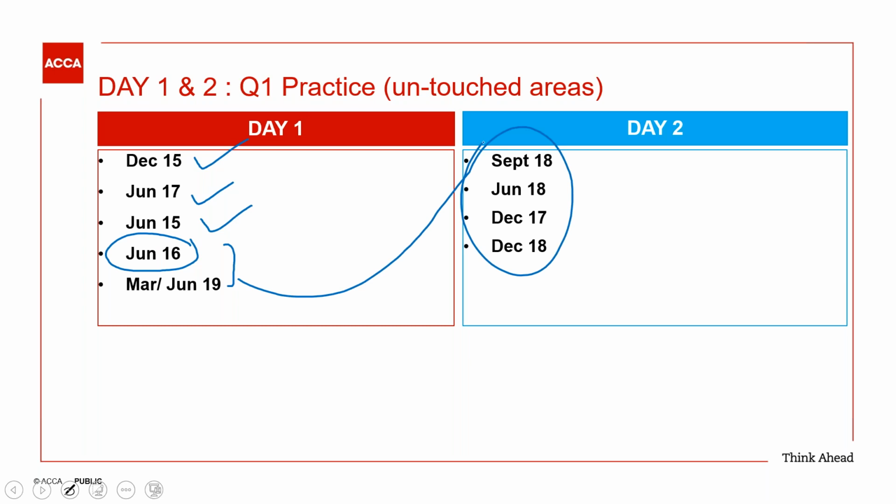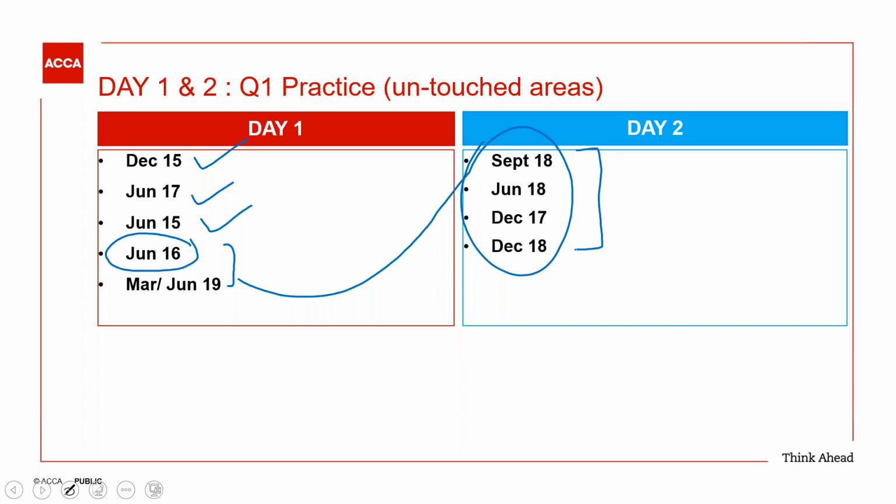So today's session will include the June 16, the June 19, and then the September 18, the June 18, the December 17, and the December 18. All these questions will be drilled today in terms of the untouched area. I emphasized yesterday in day 1 what the untouched area means, because the core areas have been consistently covered in my previous webinars, which include risk, which is a fundamental part of question number 1, ethical and professional issues, which is another fundamental part of question number 1, and the procedures. I have gone through them many times in my previous webinars.